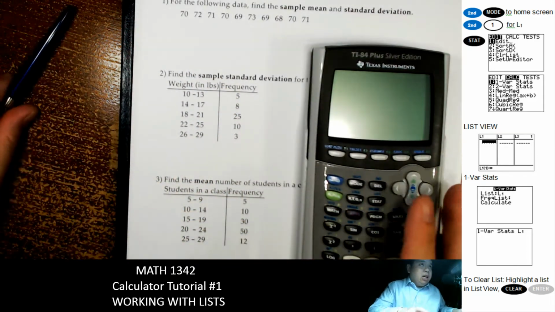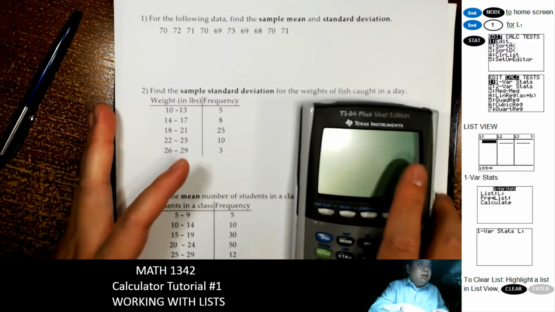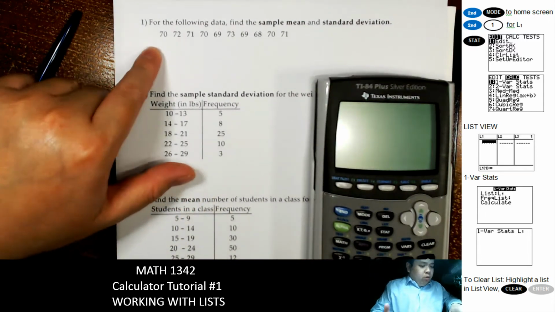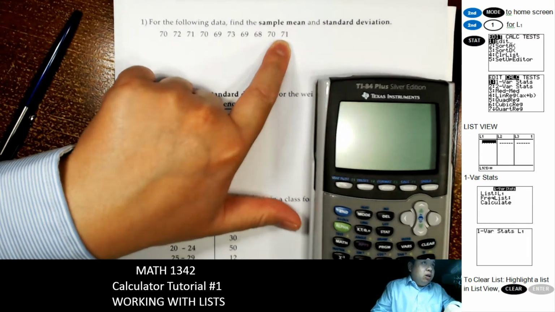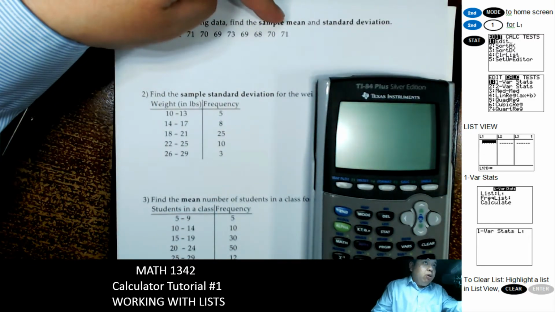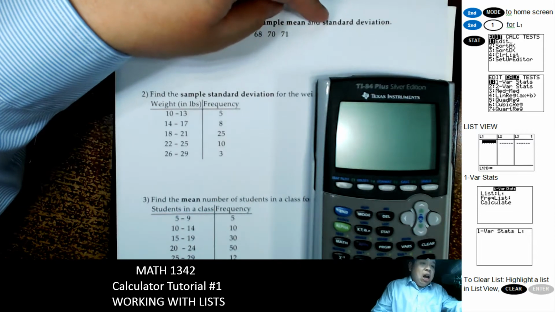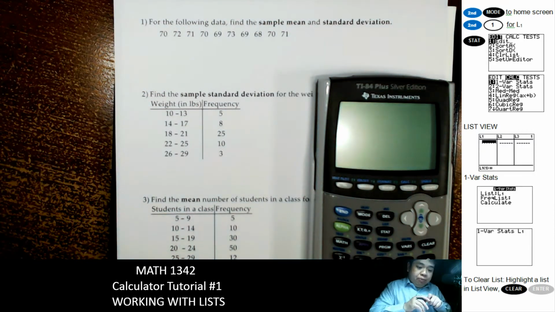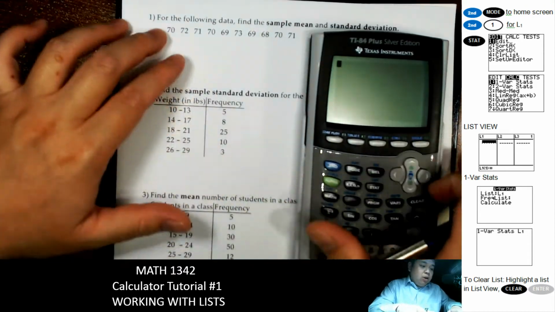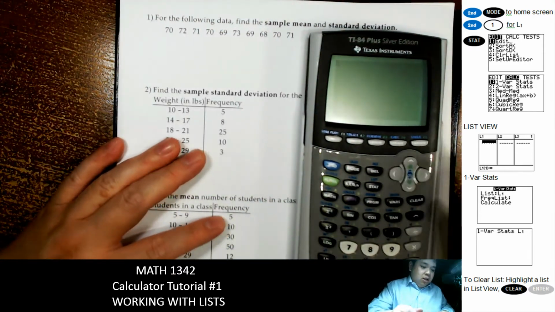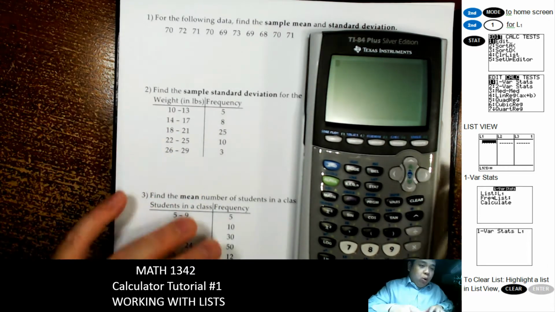Anyway, let's go to the first example here. So we will have a list of numbers. Now we just need to find the sample mean and standard deviation for that sample. Right. So first, of course, we have to enter this list onto the calculator.